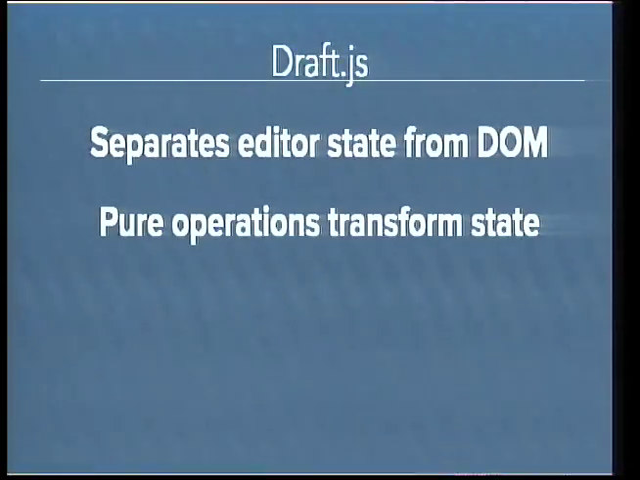So one of the other nice consequences of this is any sort of features or user interactions in your app can be described by this pure function operation that transforms that state. So Draft gives you a bunch of small primitive pure functions that you can use and compose together to build any sort of feature you want.